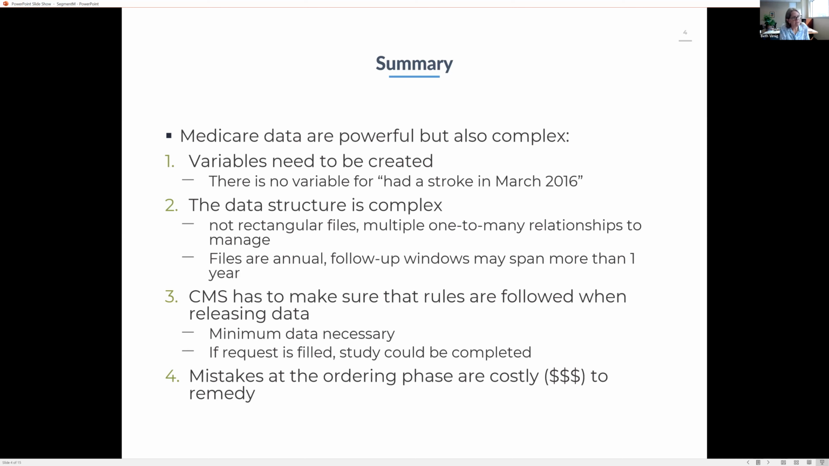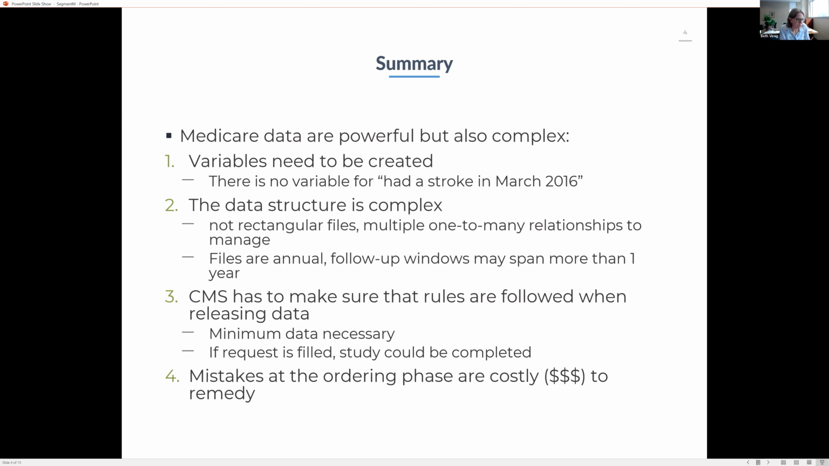As you learned with working with Sammy, the data structure is complex. These are not rectangular files. There are multiple one-to-many relationships to manage. And that is not easy. It's been interesting. Even the data science people that I talk to, when they really start getting their head around this structure, they go, wait a minute, I've never had to deal with anything of this level. So a lot of it has to do with being patient, I believe, and realizing that sometimes you need to do iterations. You can't just do one program and have everything work.